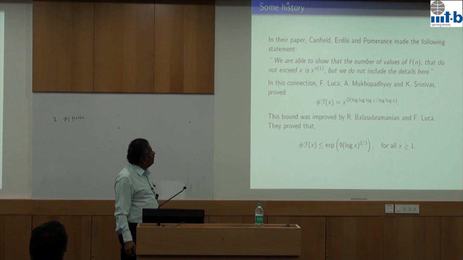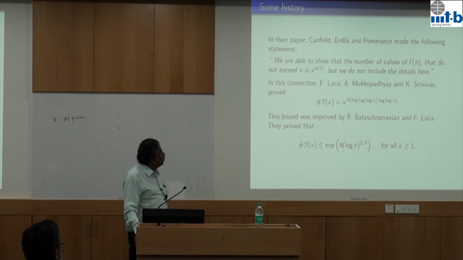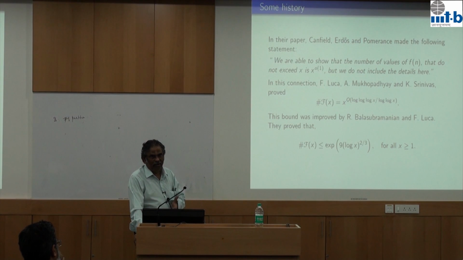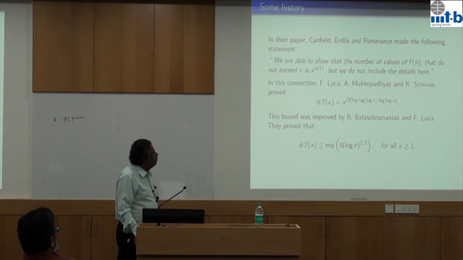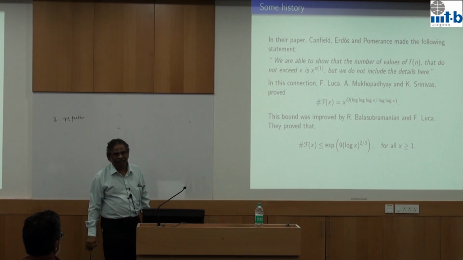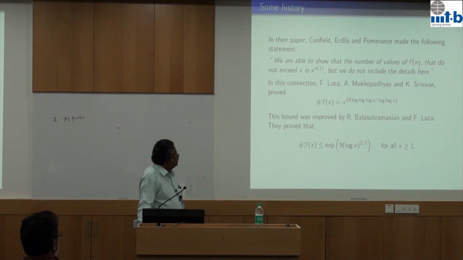Canfield, Erdős and Pomerance made the following statement: we are able to show that the number of values that do not exceed x is x power little o of 1. Therefore, it is so rare that Fn takes only O of x power epsilon values in 1 to x, because it takes the same values again and again, but we don't include the details here. That's the statement which they made and they stopped there, and that's exactly what I want to look at.